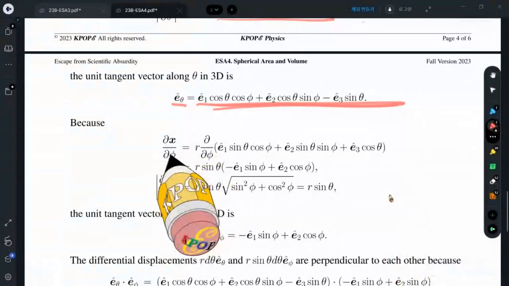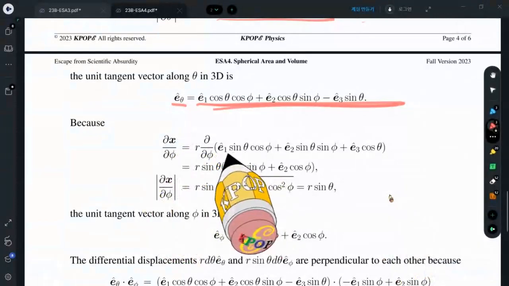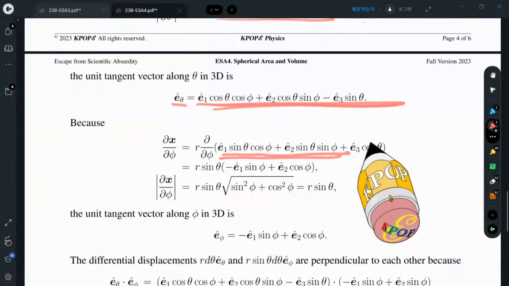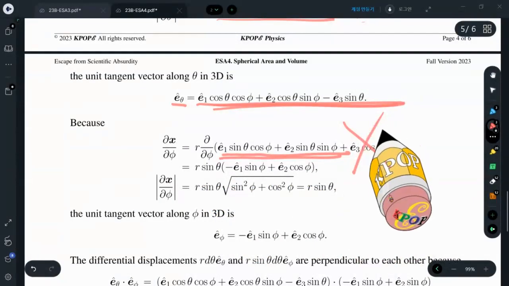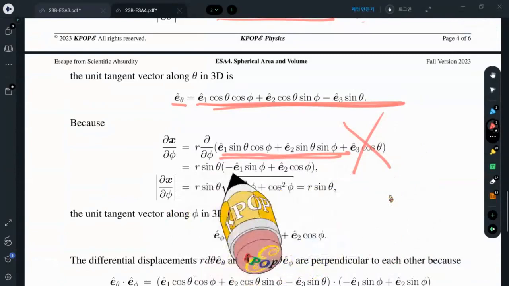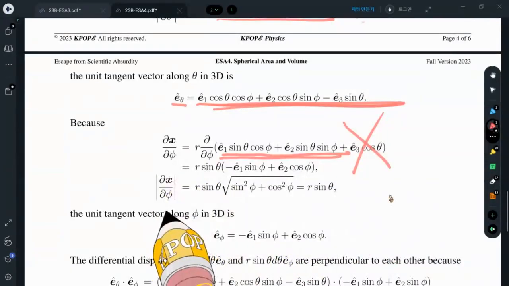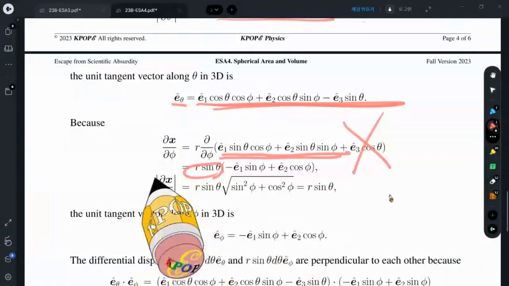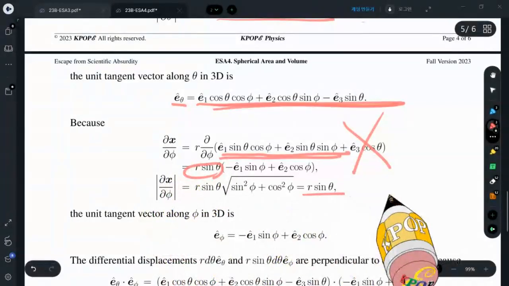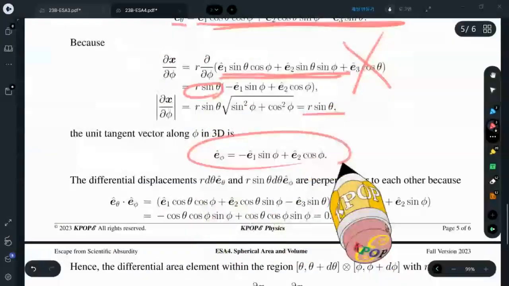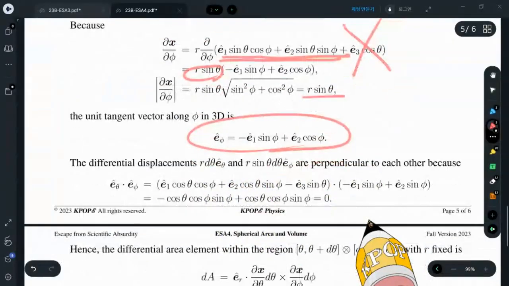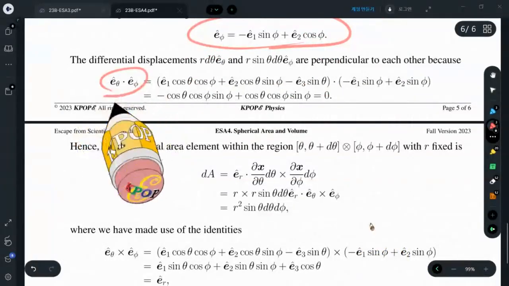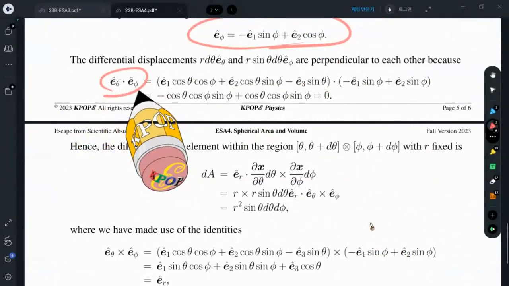What happens if we consider phi? Phi dependence appears only in the xy components. The z-axis is independent of phi. Therefore, the unit vector along the phi direction is trivial. This is the magnitude, and after dividing by its magnitude, r sine theta, what we obtain is the unit vector along the phi direction. There is an explicit computation of the scalar product with the theta and phi.